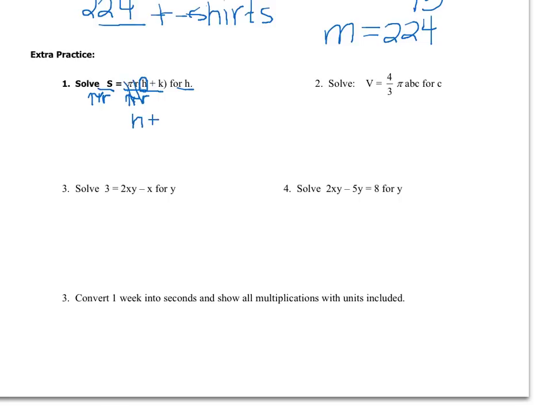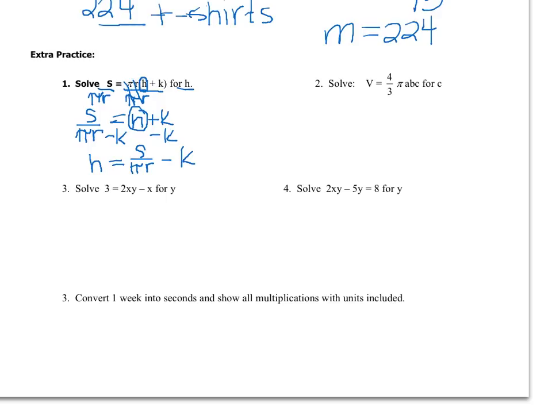So H plus K, and we're undoing that first this time because the H plus K are combined with parentheses and the pi and the R are outside of the parentheses. That equals S divided by pi times R. We want this H all alone, so we got to undo plus K, and I'm going to do that by subtracting K from both sides. So H equals S divided by pi times R, minus K.